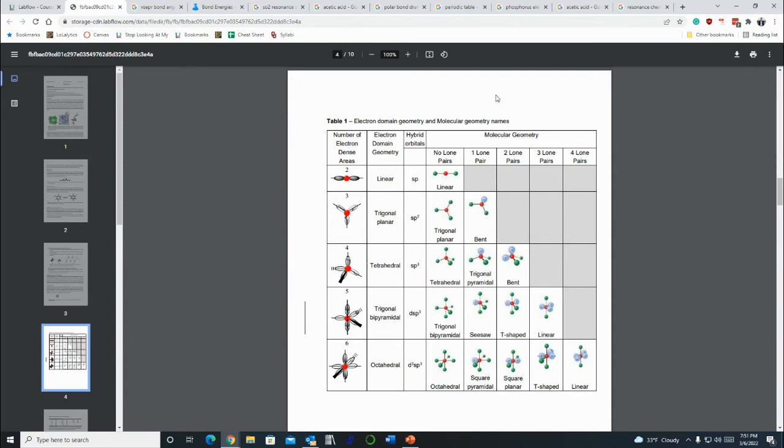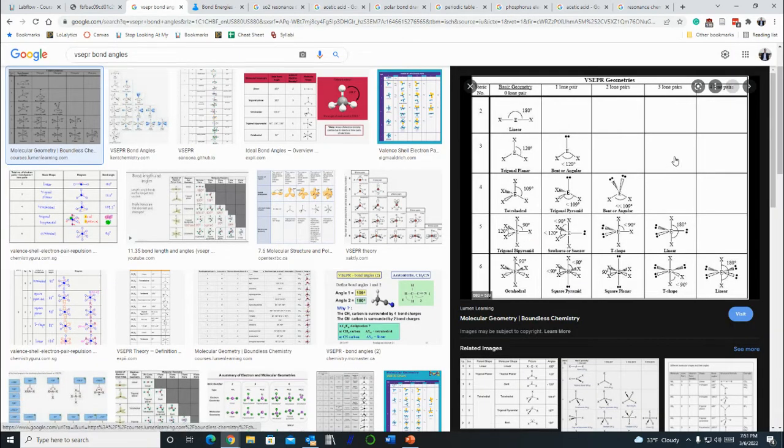But let's say, for instance, you have something with three electron-dense areas, and it has two bonds and a lone pair. This takes on a bent shape as opposed to a trigonal planar shape. For tetrahedral, it goes from tetrahedral shape to trigonal pyramidal shape. And if it has two lone pairs, it takes on a bent shape. This is like water right here.